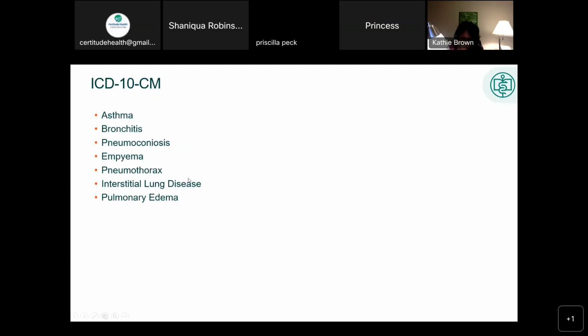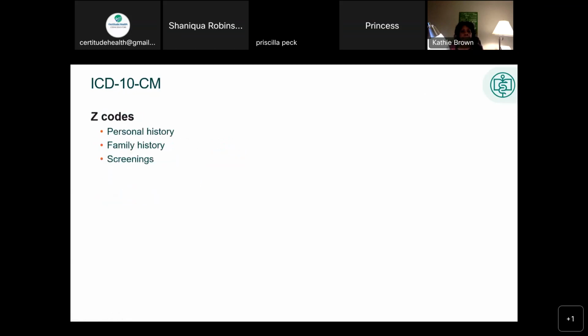Again, because I'm going to send the PowerPoint out, I won't go over the detail of all of these conditions, because I really want to get to the CPT coding so we can do some practice.